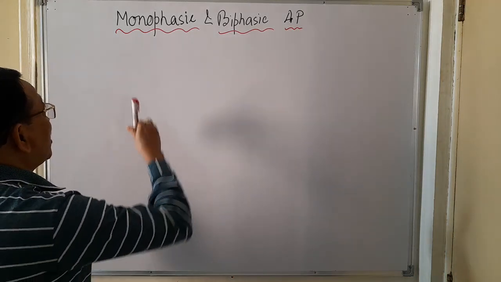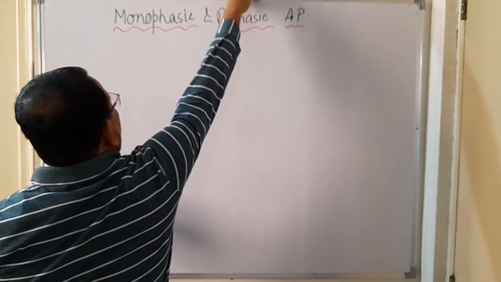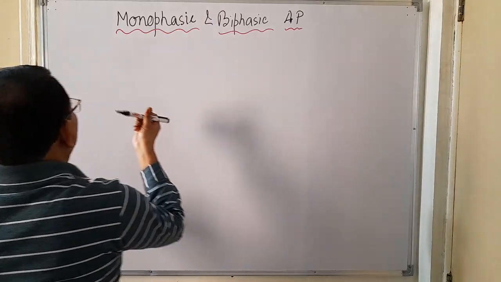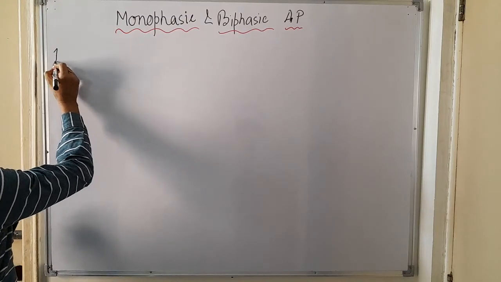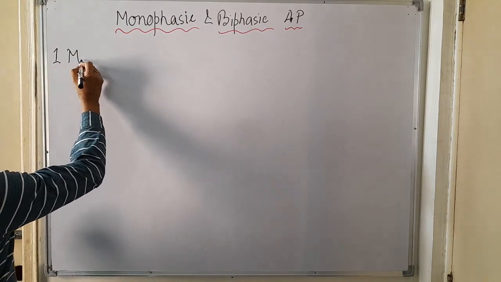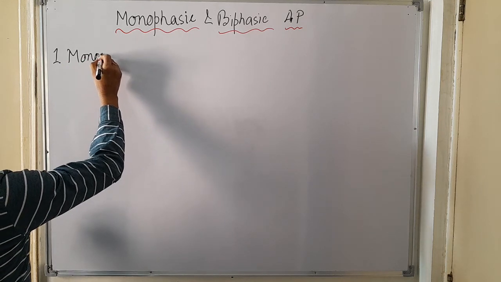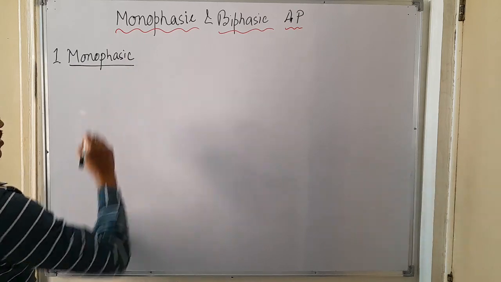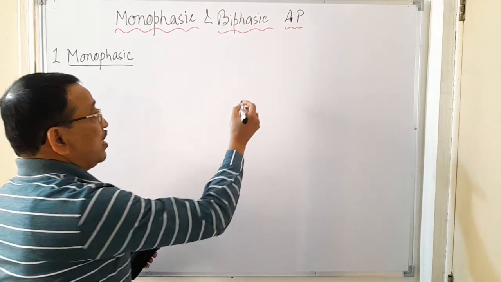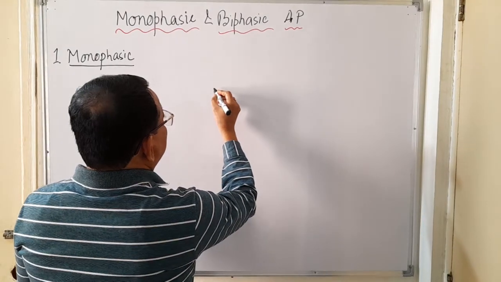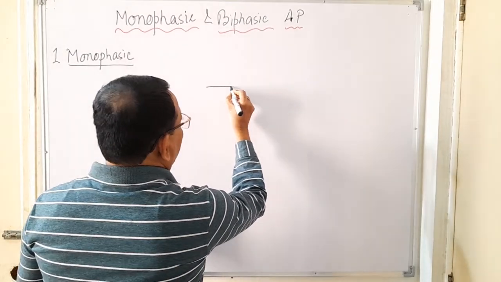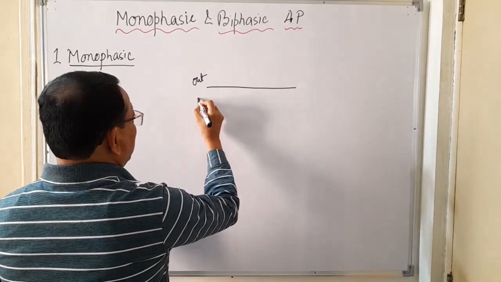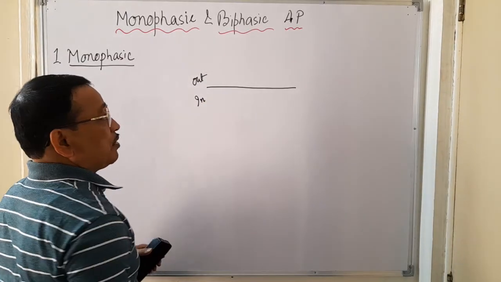So first is regarding the monophasic action potential. So here you see, suppose this is a cell membrane, outside of the cell membrane, inside of the cell membrane.